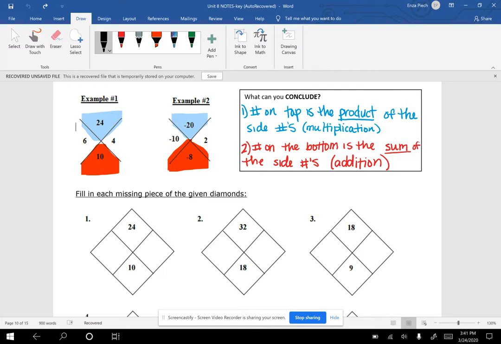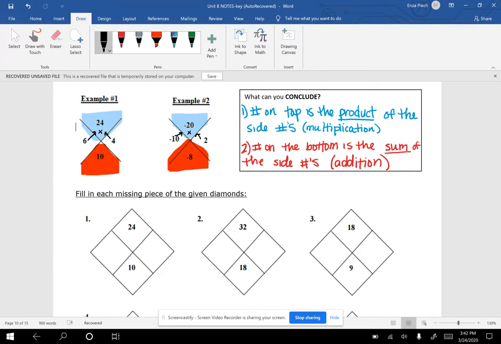That means we need to multiply the two side numbers. That would make them their factors. So we can multiply 6 times 4, and we would end up with a product of 24. We can do the same on example 2. Negative 10 times positive 2 is how we would get a product of negative 20.